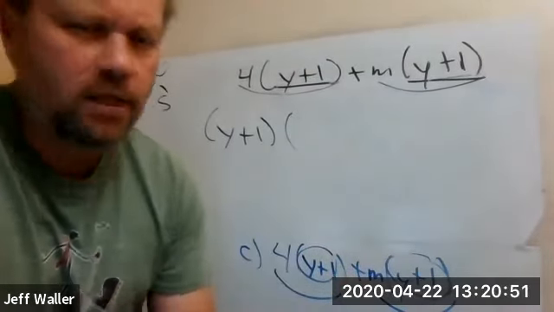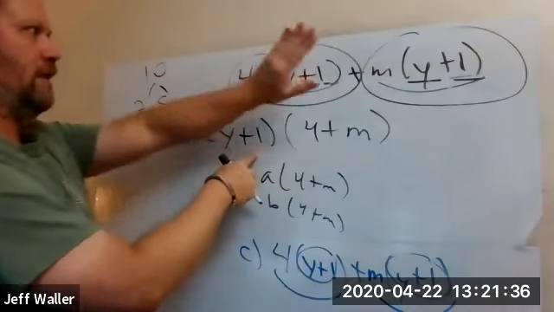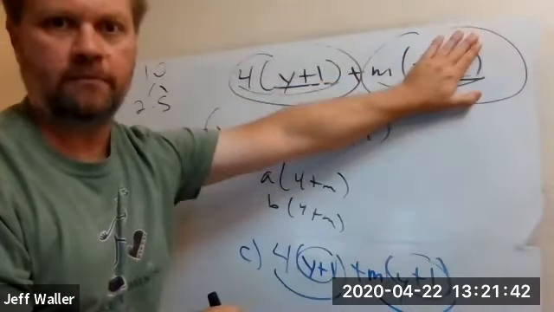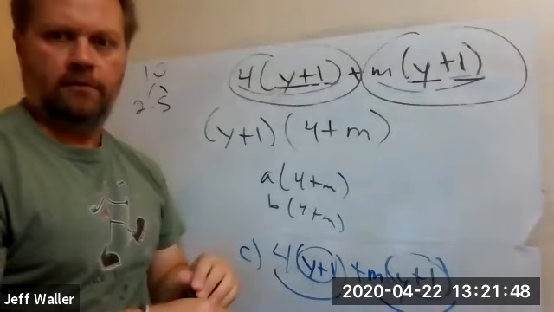So watch this. If I take a y plus 1 out, what's left in the first term? 4. And if I take a y plus 1 out over here, what's left? M. So it looks exactly like the a times 4 plus m and the b times 4 plus m, except here I don't have an a or a b. I have a y plus 1, y plus 1. So this term and that term have y plus 1 in common. And then what's left? 4 plus m. In fact, I tell people, cover it up and just write what's left. 4 plus m is left. That's weird.